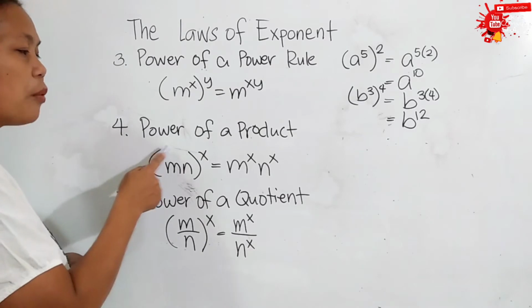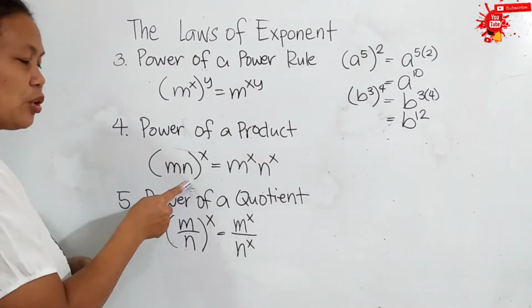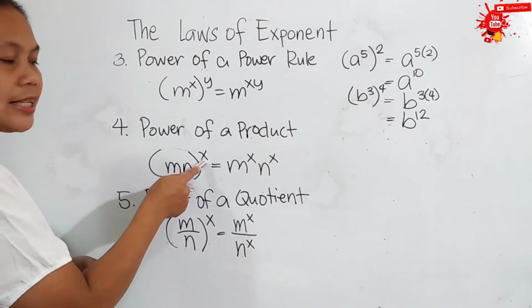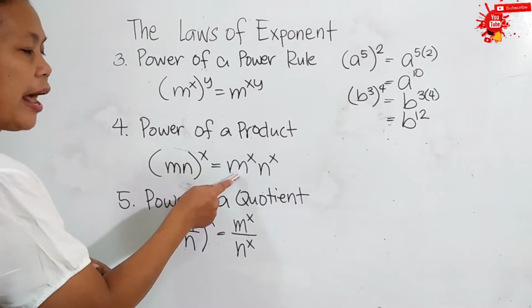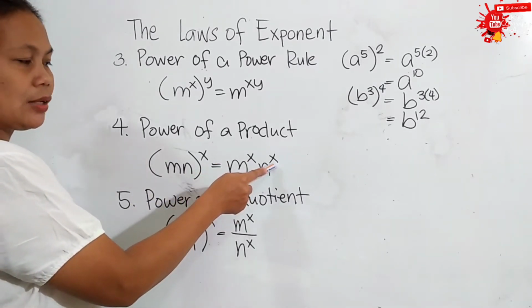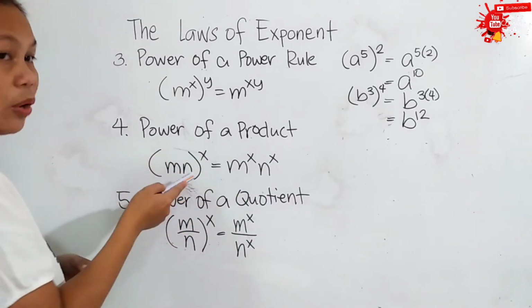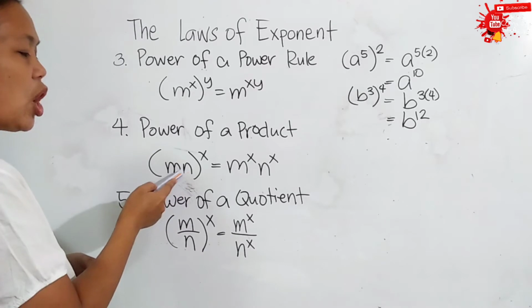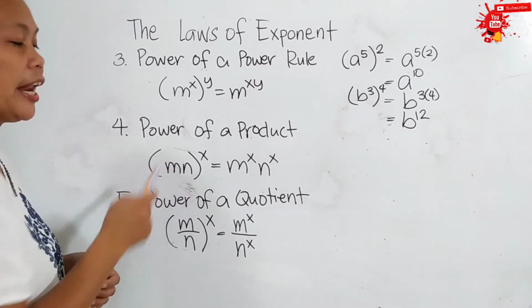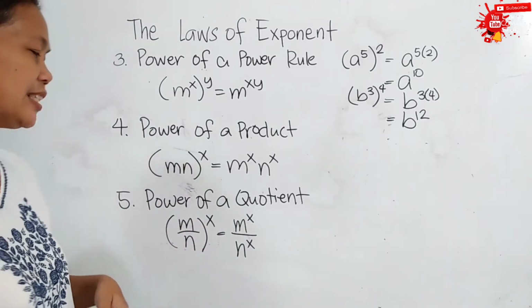So we have here the power of a product. If we have here mn, so we have two variables here, then quantity raised to x, it means it is equal to m raised to x and n raised to x. Okay? So we will distribute the exponent outside the parentheses to each of the variables given inside the parentheses. To understand it more, let us have an example.